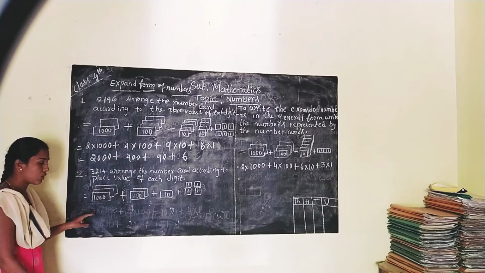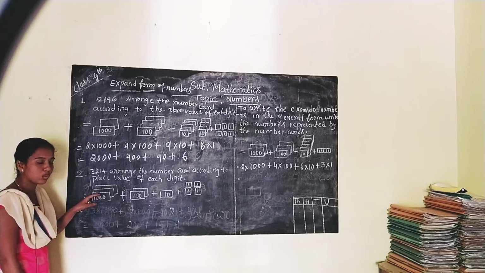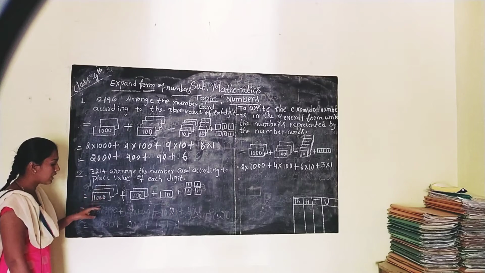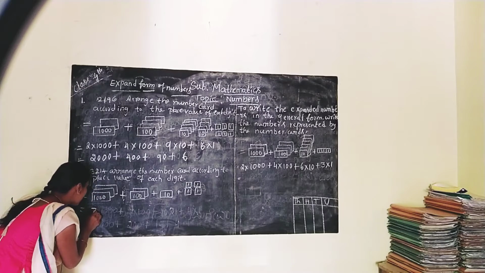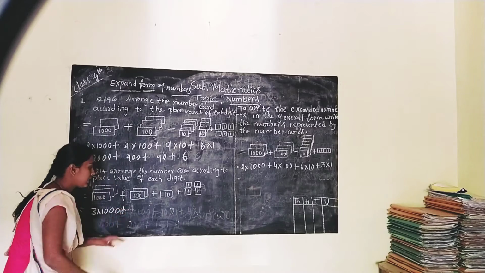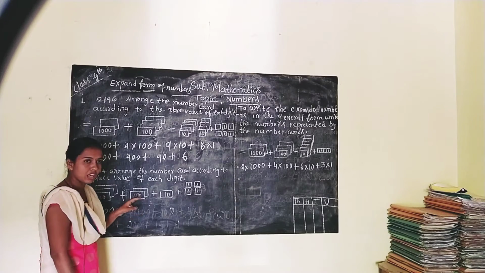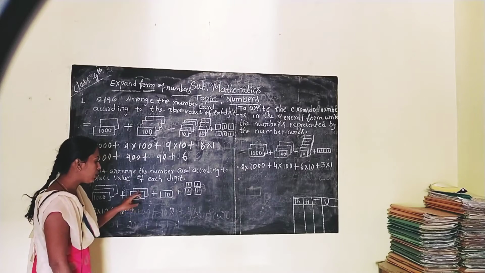We will start from the thousands place. How many cards are there in the thousands place? We count 1, 2, 3. 3 cards are there. This is the thousands place. 3 into 1000. Next, this is the hundreds place. How many cards are there? We count 1, 2. 2 cards are there. 2 into 100.